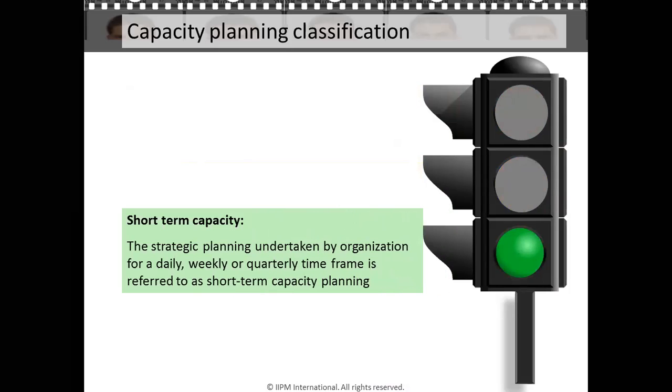Short-term capacity: the strategic planning undertaken by an organization for a daily, weekly, or quarterly time frame is referred to as short-term capacity planning. So in essence, while long-term planning could be anything above 3 years, medium-term could be anything within 3 months to 3 years, and short-term could be anything from daily to quarterly.